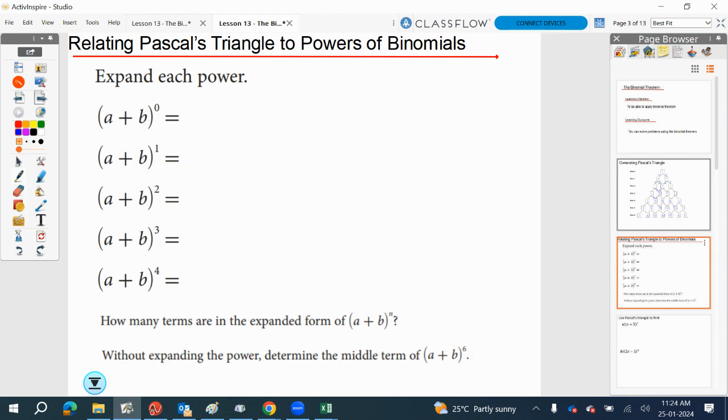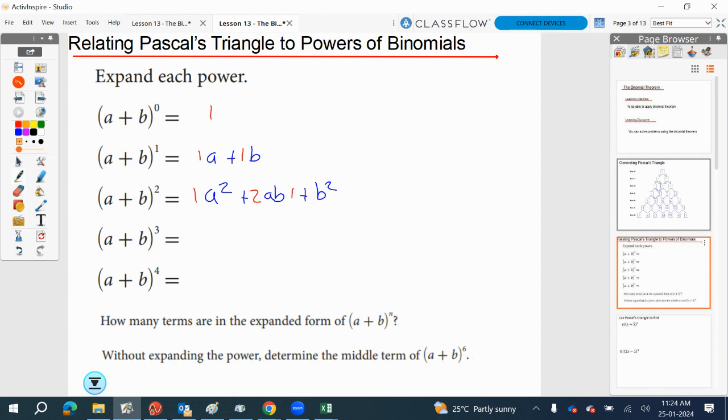So we're going to start off by expanding these binomials. So a plus b to the power of 0, what's that going to be? 1. That's going to be 1. A plus b to the power of 1. So that's going to be a plus b. A plus b squared: a squared plus 2ab plus b squared. So we've got 1, 2, 1.